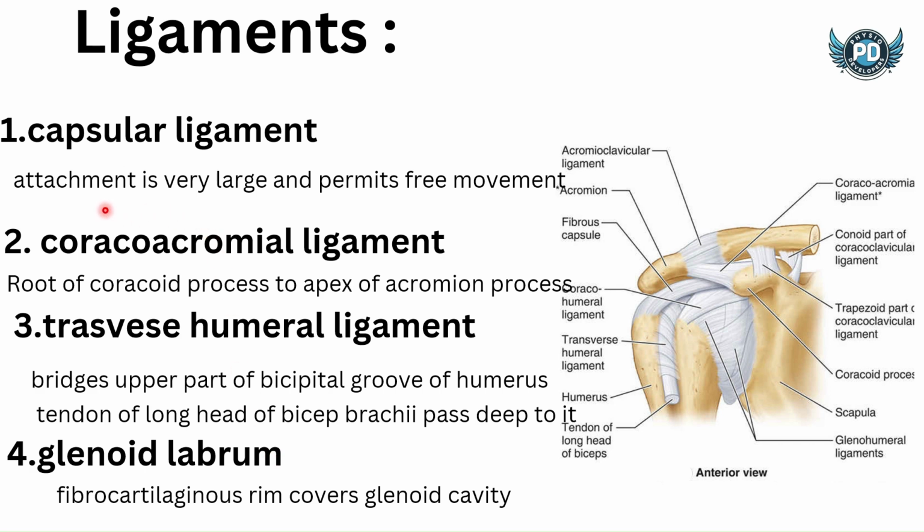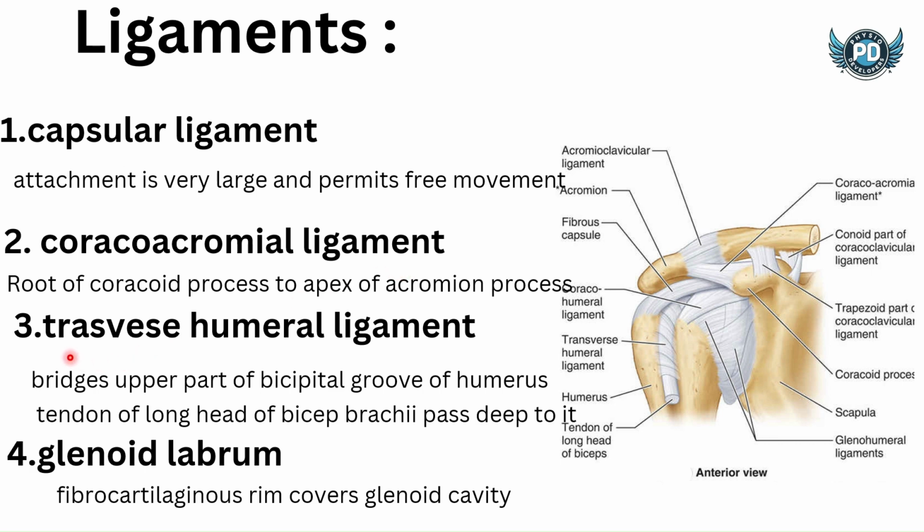First one, capsular ligament. Capsular ligament attachment is very large. This is capsular ligament and permits free movement. Coming to the coracoacromial ligament, this coracoacromial ligament forms from the root of coracoid process to apex of the acromion process. This is the coracoid process. This coracoacromial ligament is present. It acts as a secondary socket.